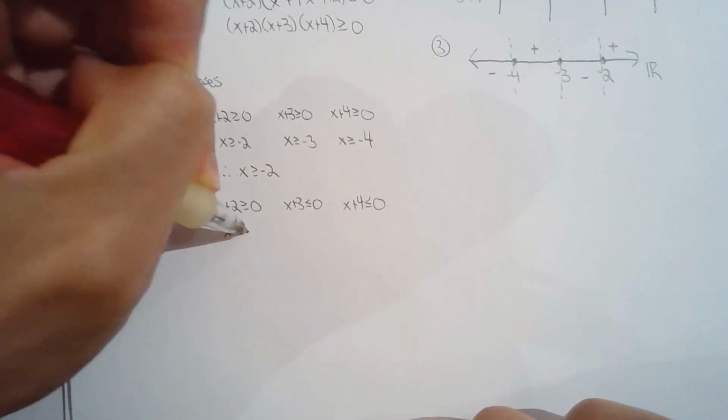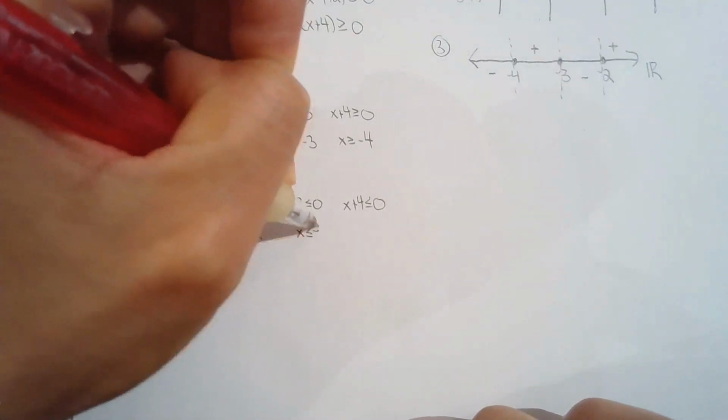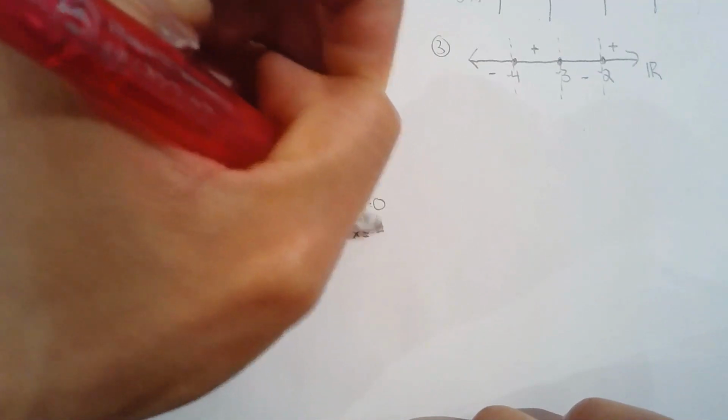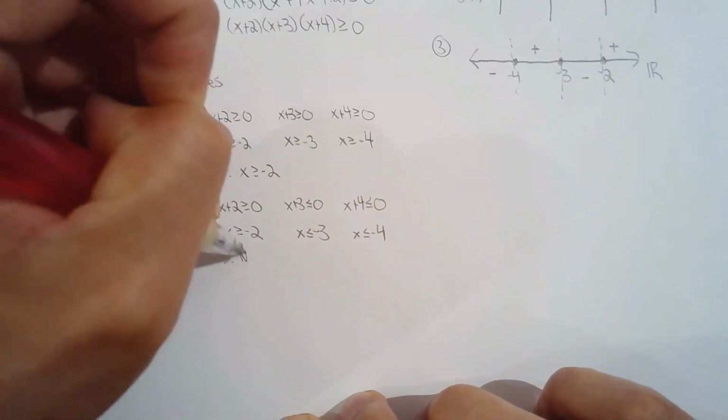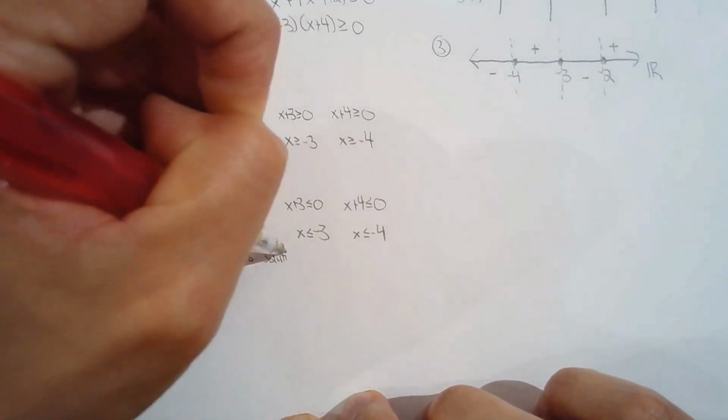So x is greater than -2, x is less than -3. Okay, let me just triple check. Yep, okay, so x is greater than or equal to -2, less than or equal to -3. Well, this is not good. Because if you're greater than or equal to -2, less than or equal to -3, how is that possible? So there's no values of x which simultaneously solves all 3 of these inequalities. So therefore, case 2 gives us no solutions.